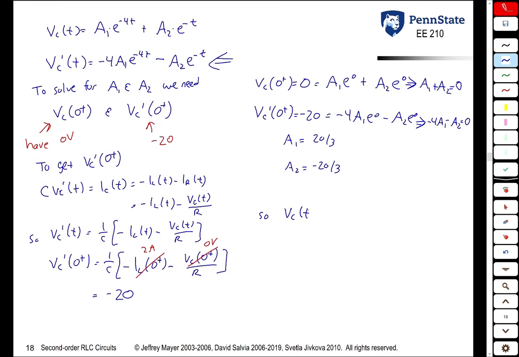So we get that the voltage across the capacitor is 0 volts for t less than 0, and it's going to be 20/3 e to the minus 4t minus 20/3 e to the minus t volts for t greater than or equal to 0. Let's plot this.